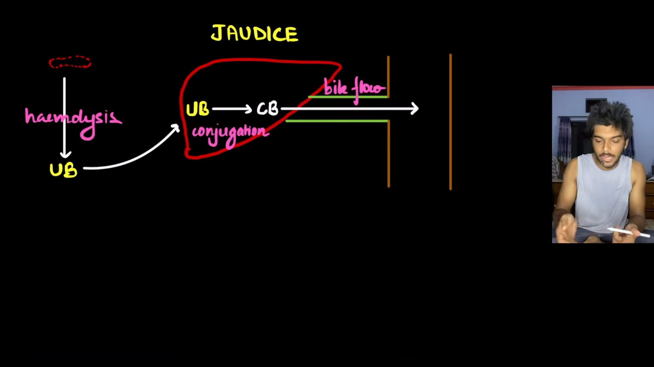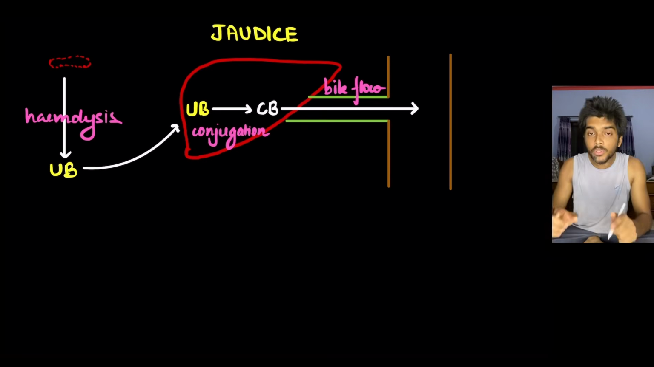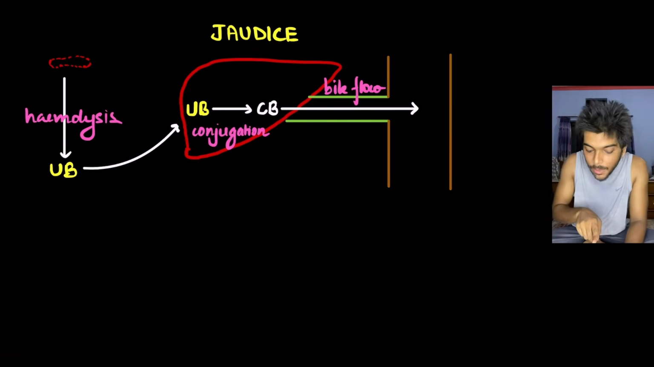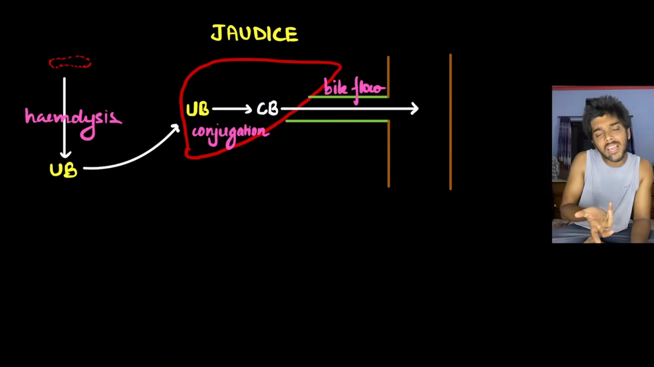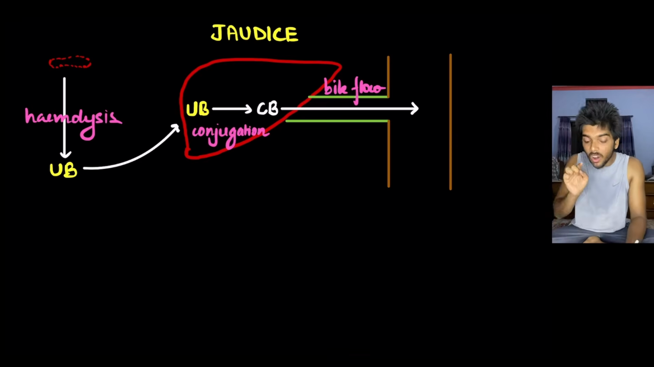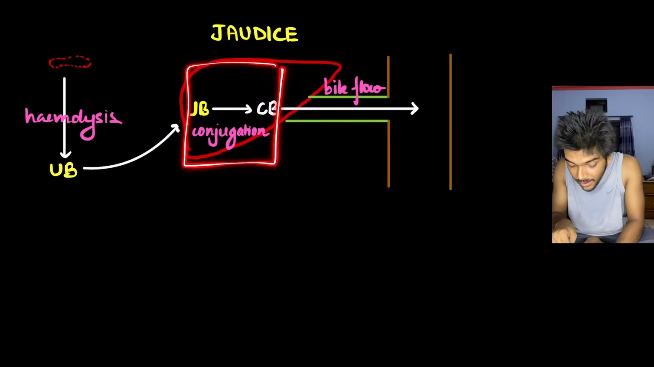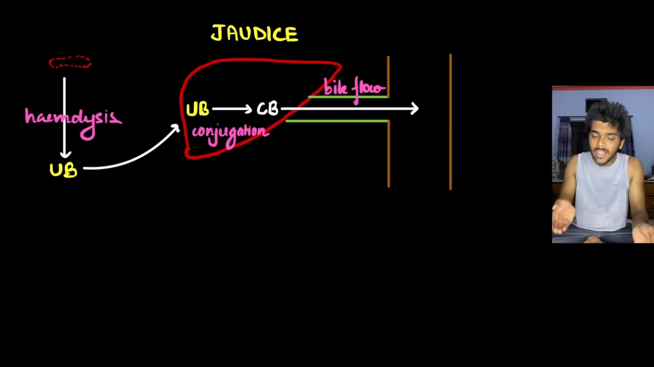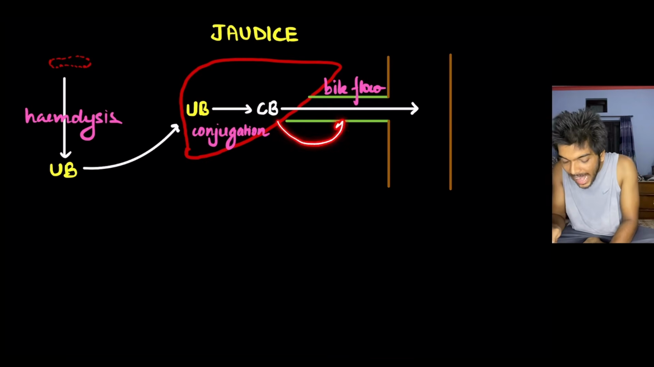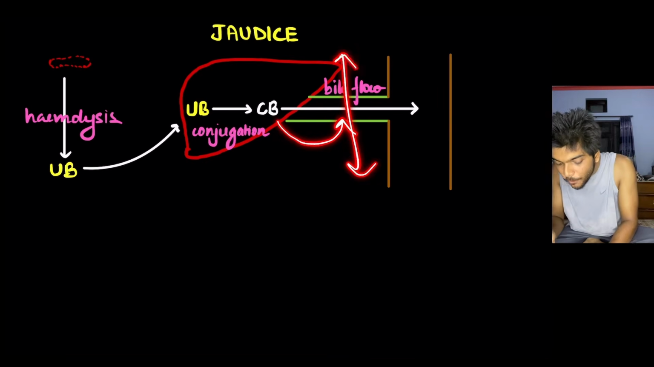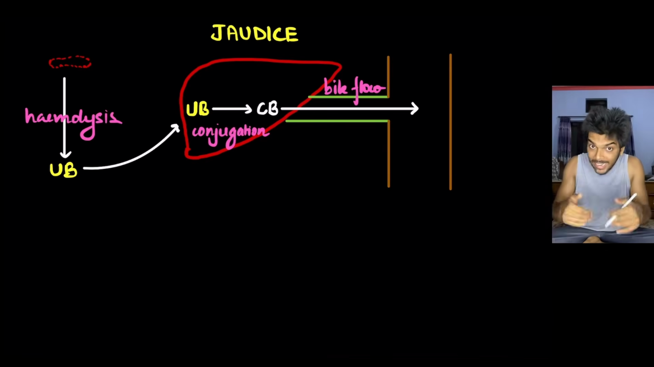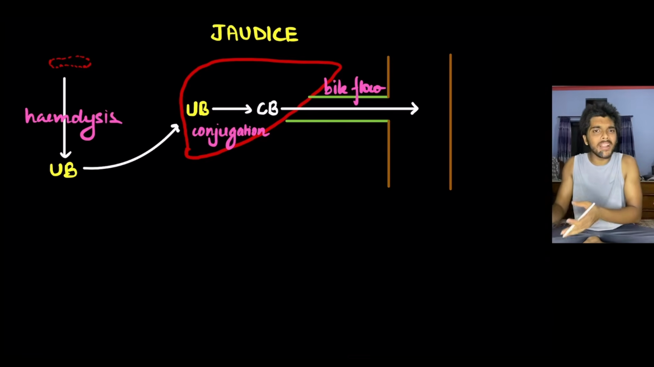this conjugated bilirubin. Okay, so if a pathological defect occurs before the liver, in the process of hemolysis, it leads to prehepatic jaundice. If a pathology or defect occurs within the liver, then that is hepatic jaundice. If pathology occurs after the liver, in bile flow, leading to jaundice, then that is post-hepatic jaundice.